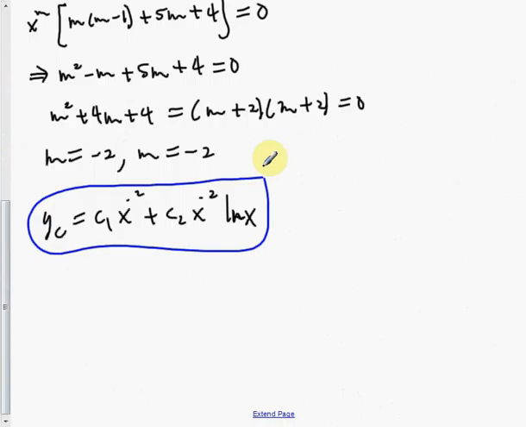Okay. That last part, I got 2 more problems to do. Case number 3, and then I need to solve one using variation of parameters. So, and that last problem takes like 20 minutes. So, but anyway, case number 3.